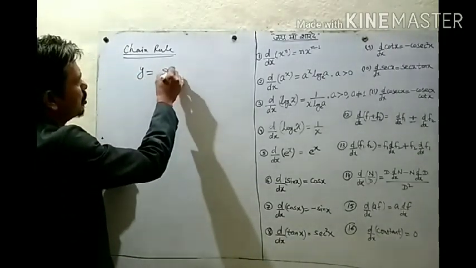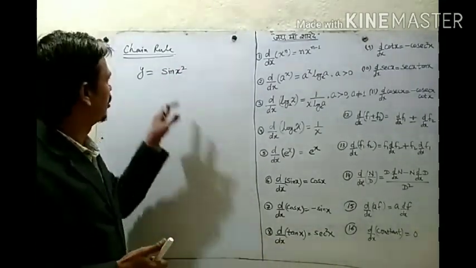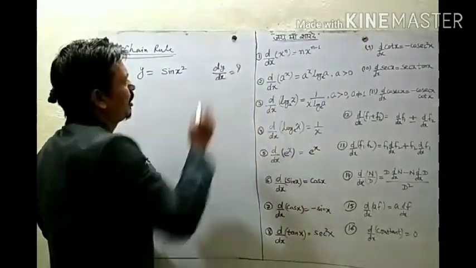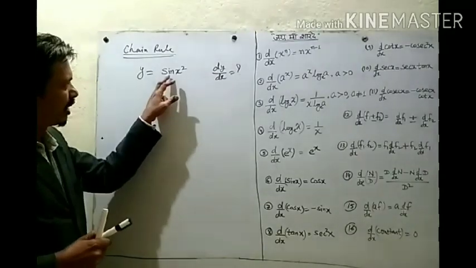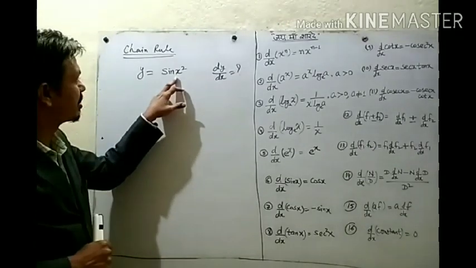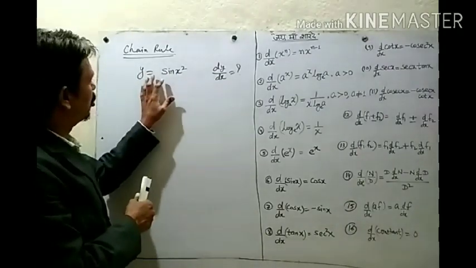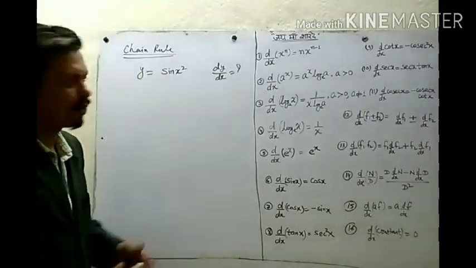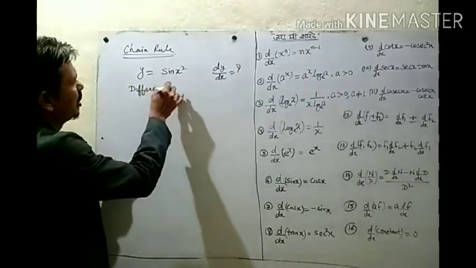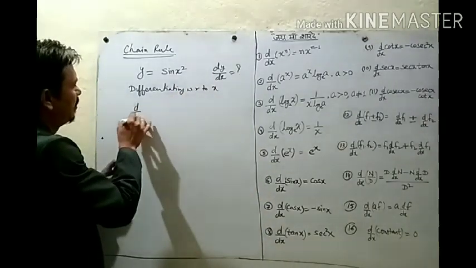Suppose y is sin x square. We want to differentiate sin x square, we want to find dy by dx. Now we can see that sin x square is a composite function. It is made up of two functions, x square and sin x. To differentiate a function like this, a function of a function, what will we do? Differentiating with respect to x, we write dy by dx on both sides.